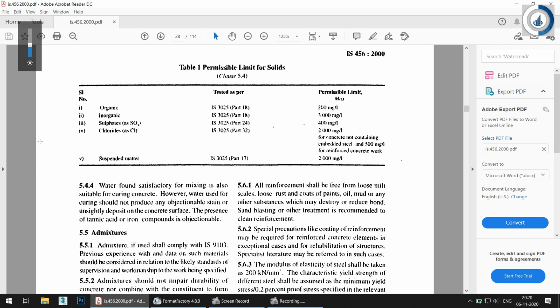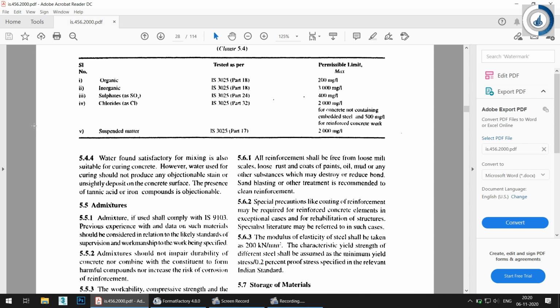However, the water used for curing should not produce any stains and rough patches on the concrete surface. The presence of tannic acid or iron compounds is objectionable in the water which you are using for curing. So before that you have to test it.